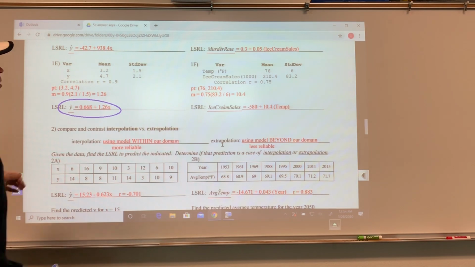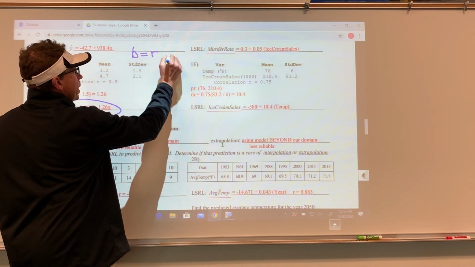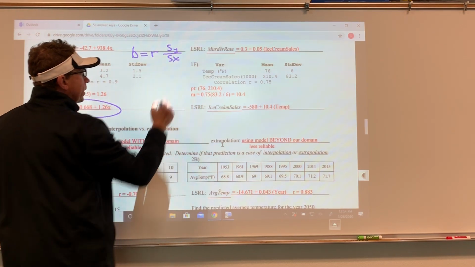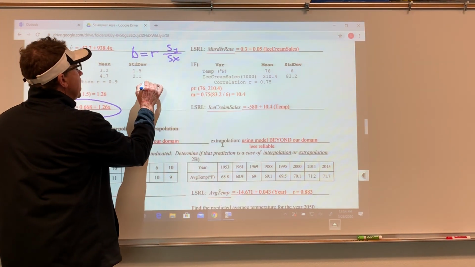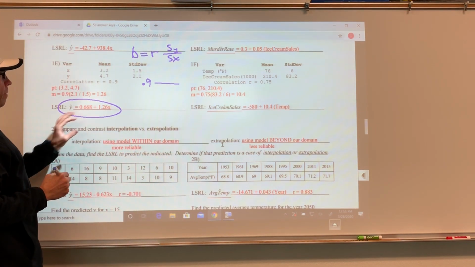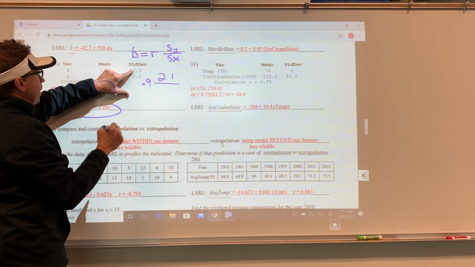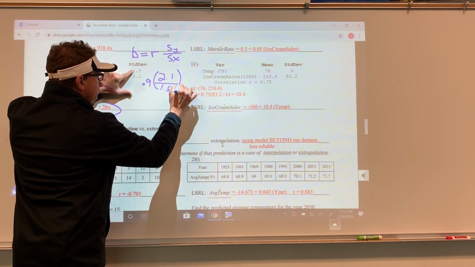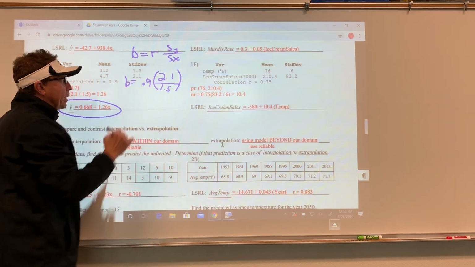What you're going to do is you got to remember that formula. B equals the correlation times S sub y over S sub x. Now, to get that slope, we have the correlation. That is 0.9. And you're going to multiply that by the standard deviations of the y's over the standard deviation of the x's. Parentheses there. Okay.